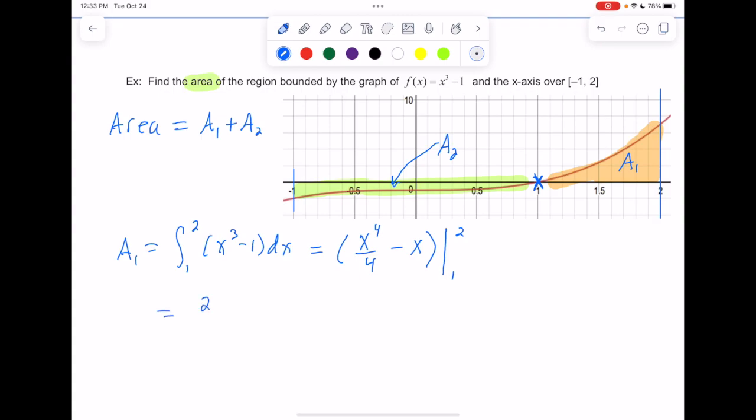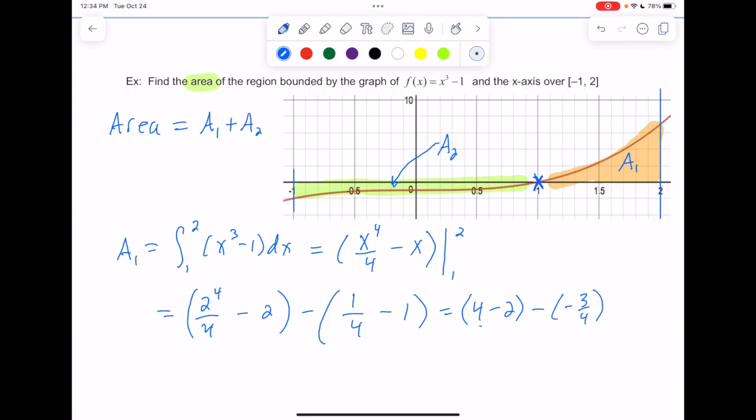So we have 2 to the 4th over 4 minus 2. And then we plug in the 1. 1 to the 4th, which is 1 over 4 minus 1. And if you simplify all that, let's see, we have 16 over 4, which would be 4 minus 2. 1/4 minus 1 would be a negative 3/4.